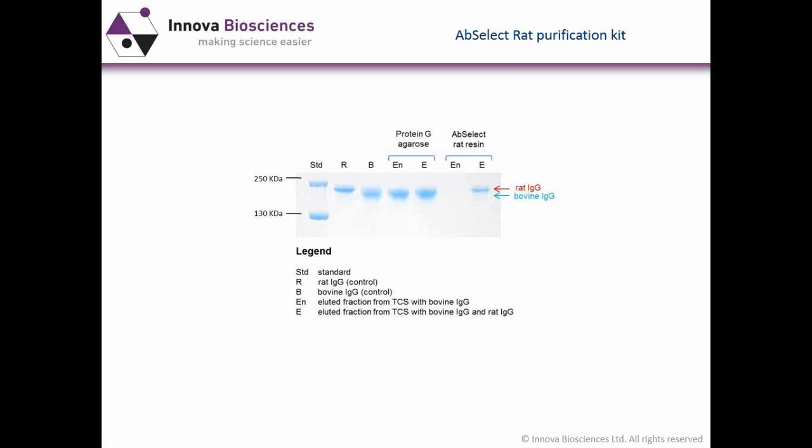If you move to an AppSelect rat resin, and you look second from the right, this is the eluted fraction looking for bovine IgG, and you'll see that the AppSelect rat resin does not purify any bovine IgG, but on the very right hand side you have a pure population of rat IgG. So you can avoid co-purifying bovine IgG with the AppSelect kit. And we have kits available for both mouse immunoglobulins and rat immunoglobulins that can help you avoid bovine IgG contamination.